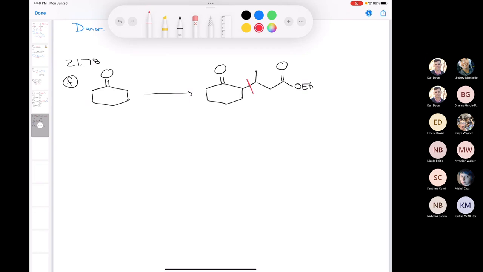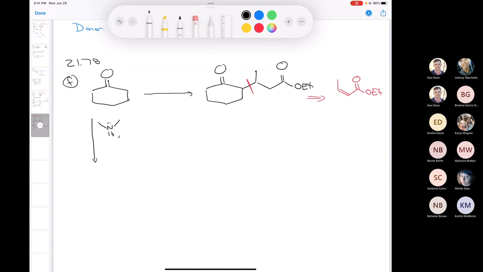And what would be the Michael acceptor in this case? I'm kind of running out of space here, but hopefully you get my drift, that the Michael acceptor would just be this, the alpha beta unsaturated ester. So there's our Michael acceptor. And we need to convert this into a Michael donor. Well, how do we do that? The same way we did before, right? We're going to make an enamine. So this is another example of Stork enamine. I'm not going to pencil that in.